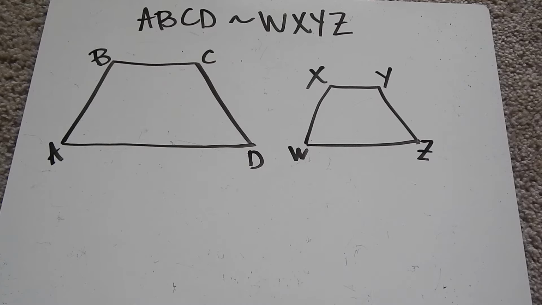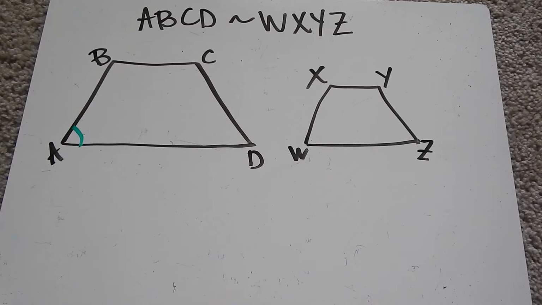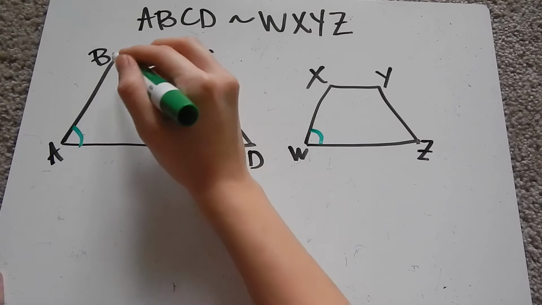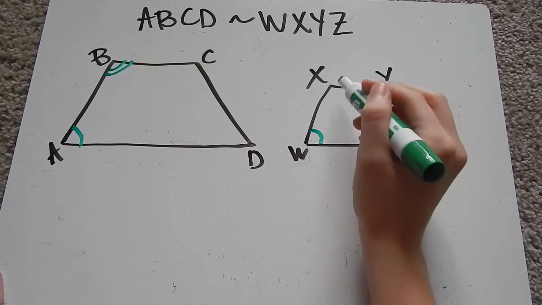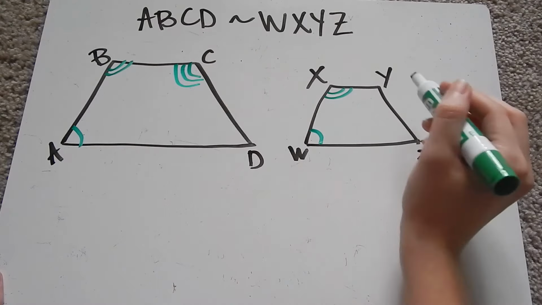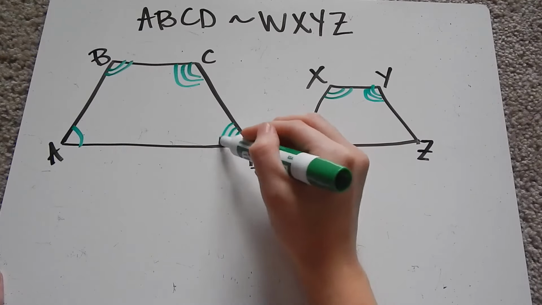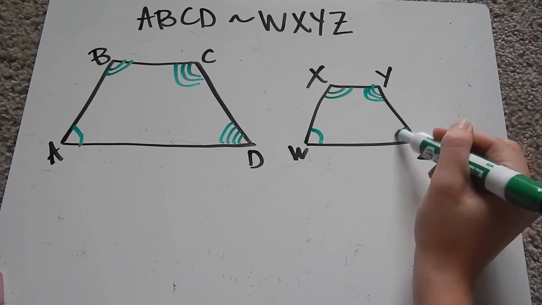So when we're talking about similar polygons, corresponding angles between the polygons are always congruent, which means angle A is congruent to the corresponding angle, which would be W. Those will be equal. Angle B will be congruent to X. C will be congruent to Y. And D will be congruent to Z.